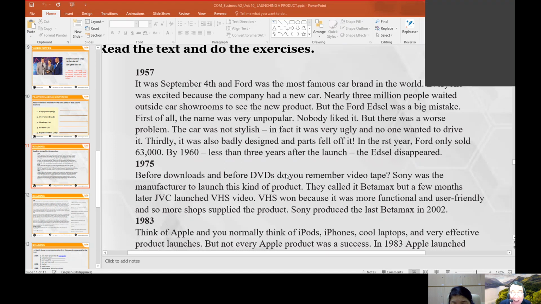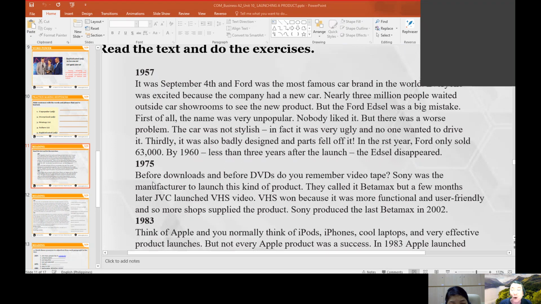It was called the Ford, right? Ford was the famous car brand in the world in 1957, and until now there are still Fords. Everybody during that time was so excited because the company had a new car.